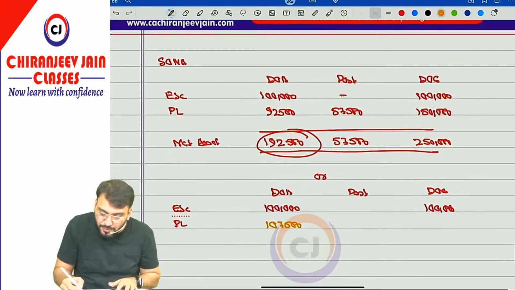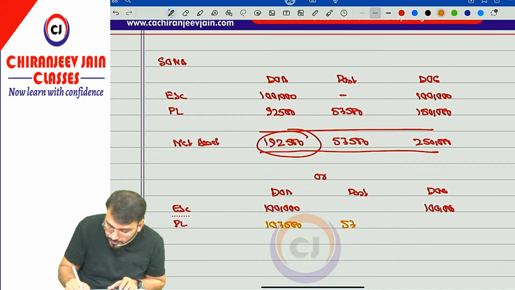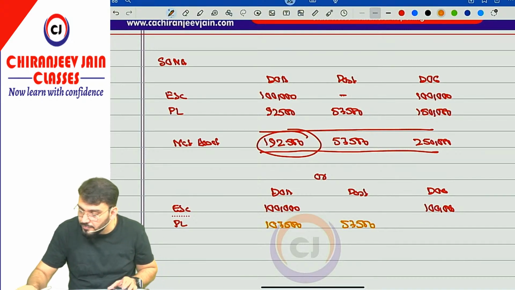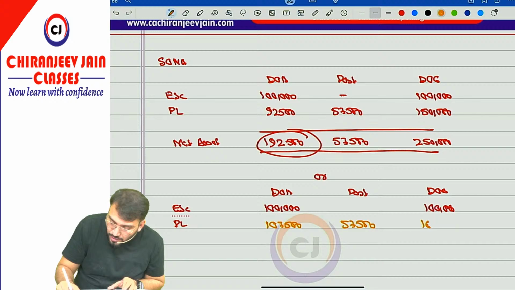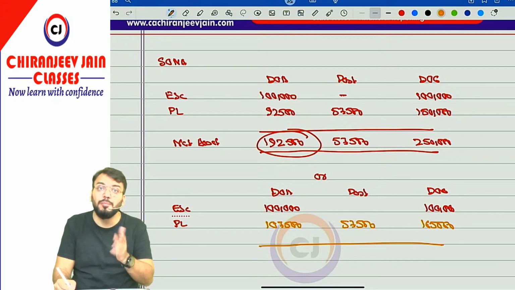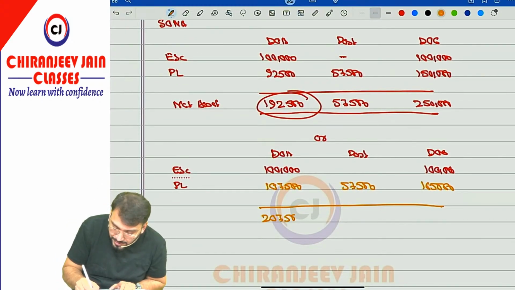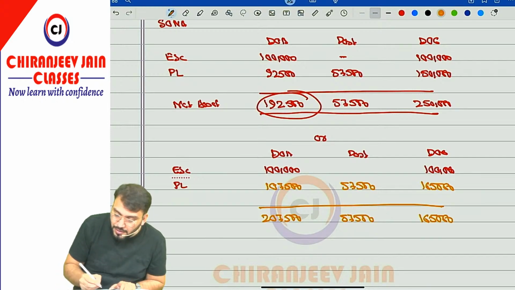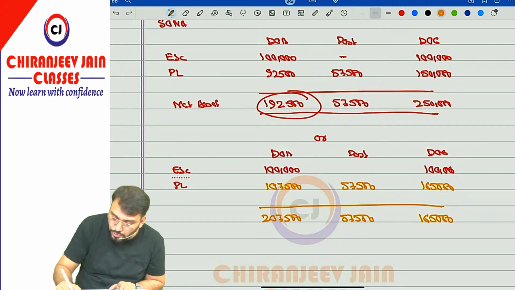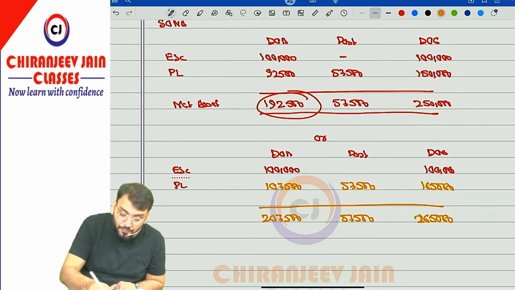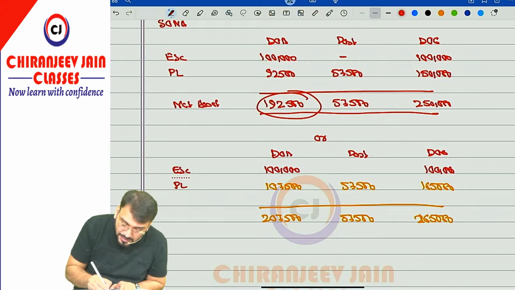And this is how much? 57,500. This becomes 2,65,000. Correct. So this is actually net asset before payment of dividend. Correct now. So this is 2,07,500 and 57,500 and 2,65,000. Now from this what we'll do? We can deduct minus final dividend paid.